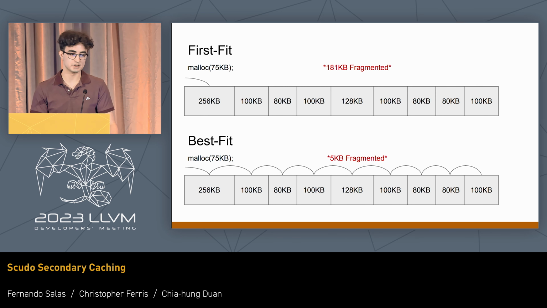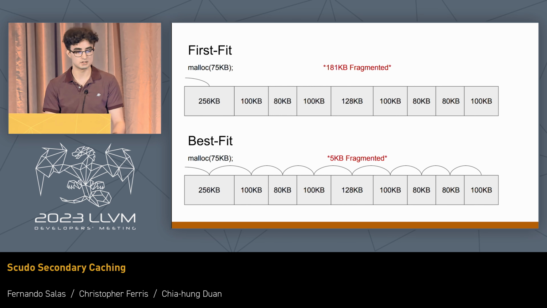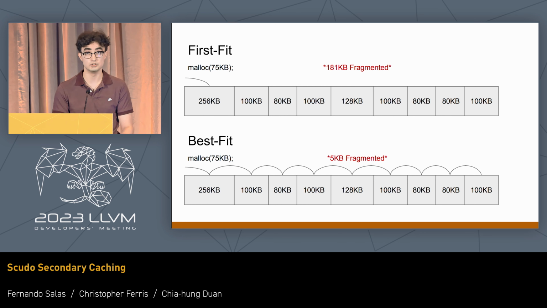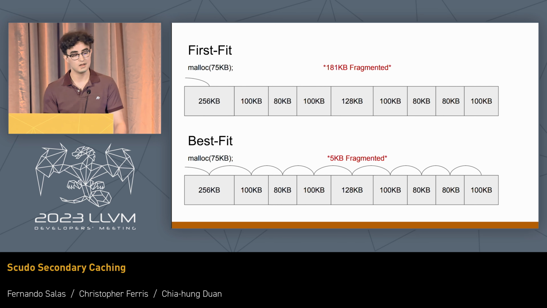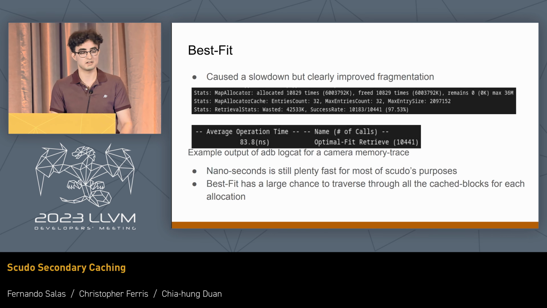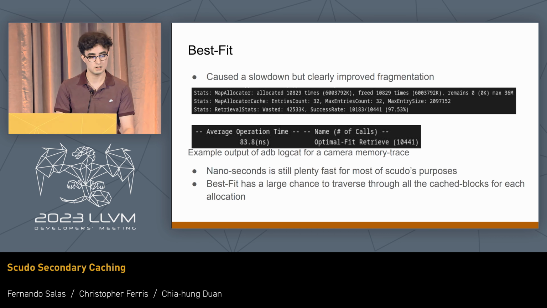So in this situation, the first fit algorithm immediately goes to that 256 kilobyte block, and it leads to a lot of fragmentation. Then I implemented best fit, and that reduced the memory fragmentation significantly, but it also led to a slowdown. Here are some of the results I had. It was still significantly fast, but I figured we could find a better way to have a compromise between these two different options.